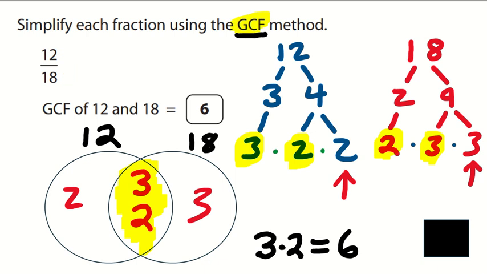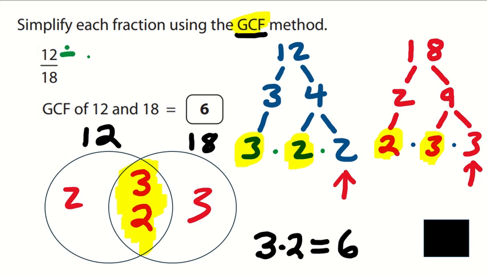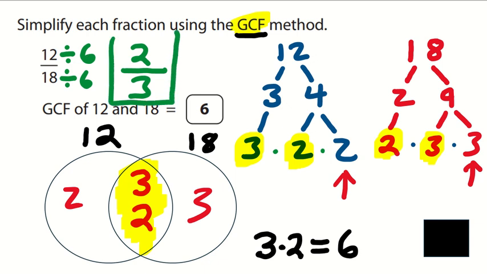We can simply divide the top and the bottom number by 6 to simplify this fraction. 12 divided by 6 is 2. And 18 divided by 6 is 3. Thus, 12/18 in simplest form is 2/3.